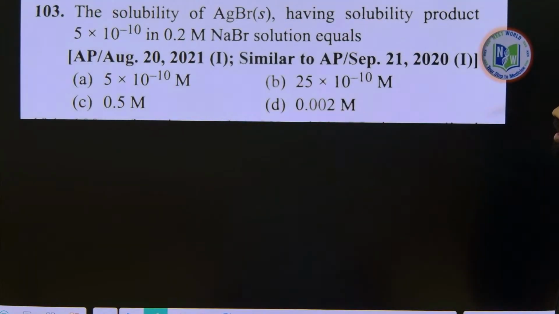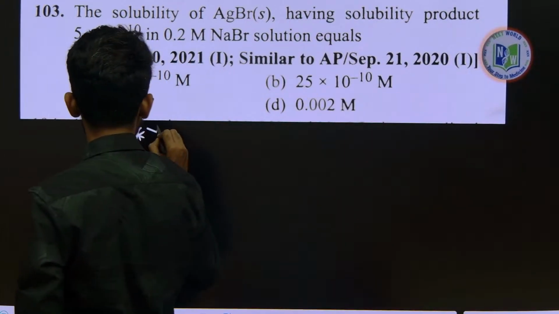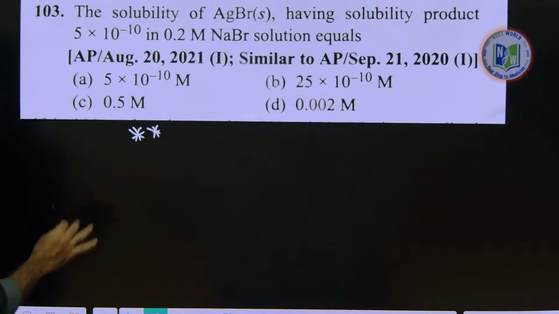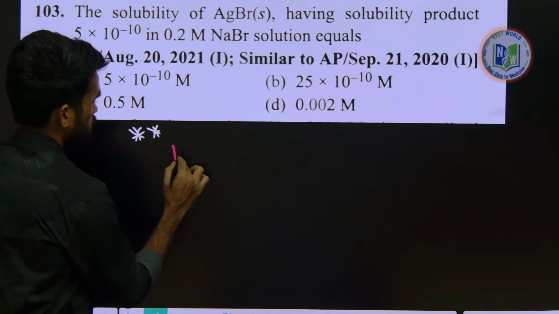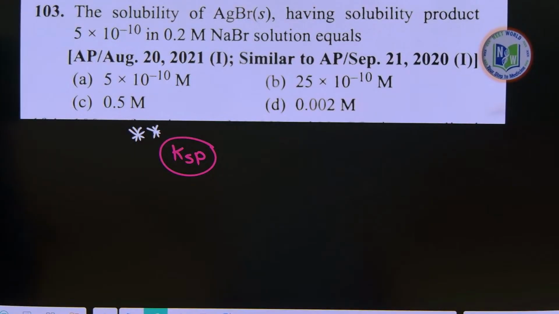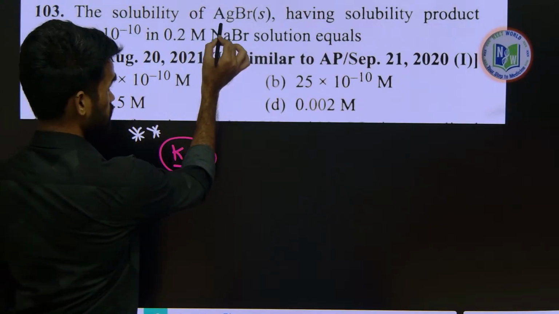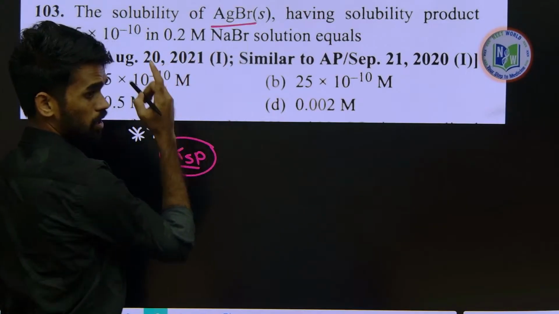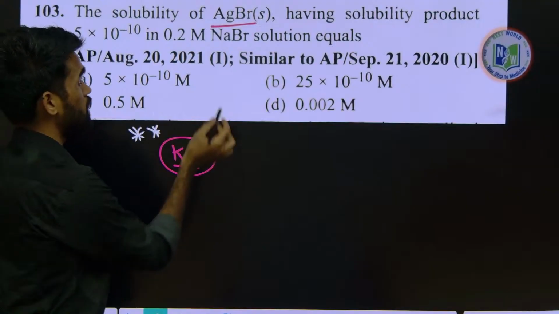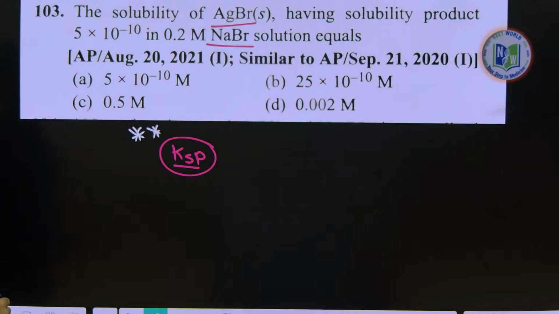Can you answer this solubility question? Again, one of the very important topics of the equilibrium chapter. Even for JEE, one of the very important topics is Ksp, solubility product calculation, especially finding solubility product for sparingly soluble salts in absence of common ion and in presence of common ion. Very important. Okay, so how can you solve this?